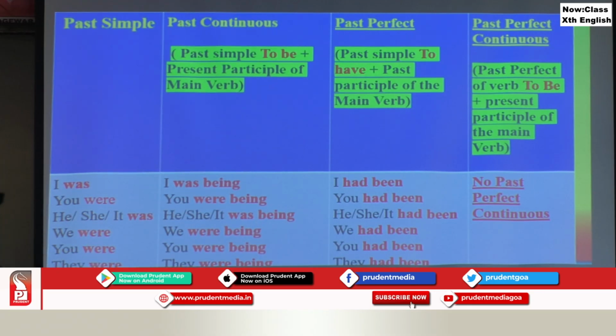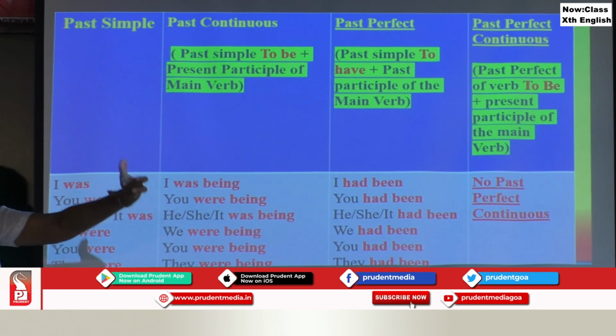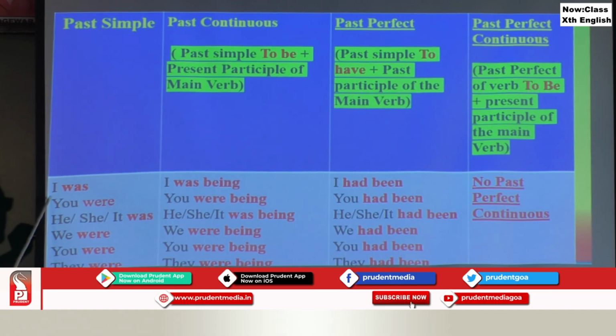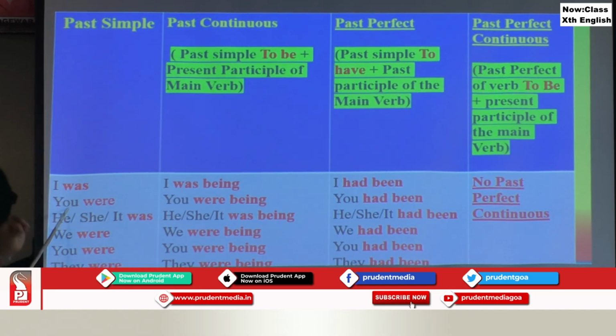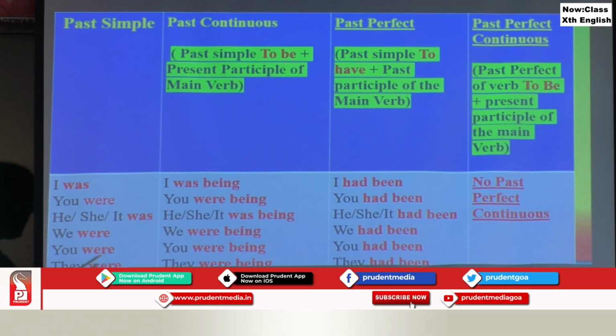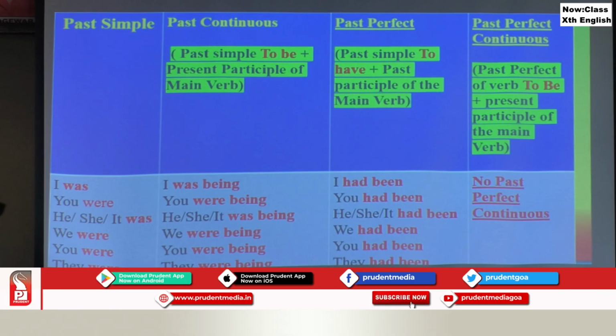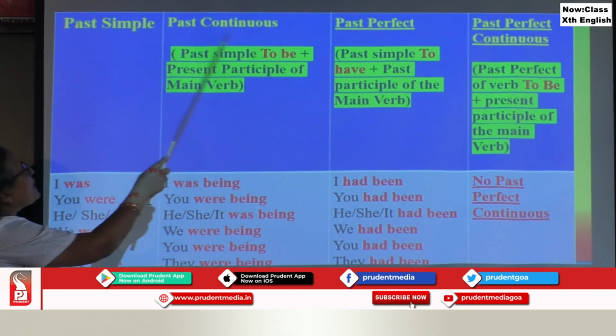Let us look. What I mean to say is this. Look here. What has happened? Past simple. We said I am. Verb to be is a completely irregular verb. Therefore, in the past simple, it comes as I was, you were, he, she, it was. We were, you were, they were.